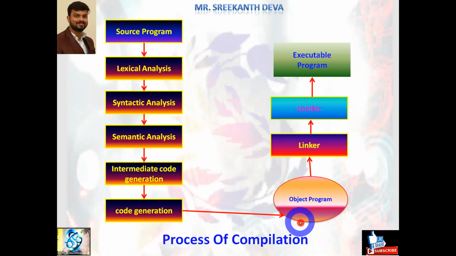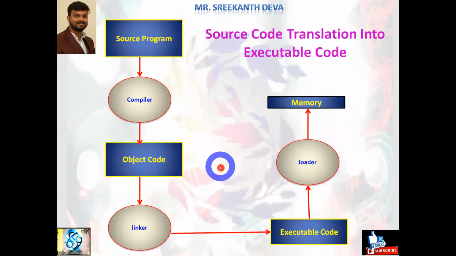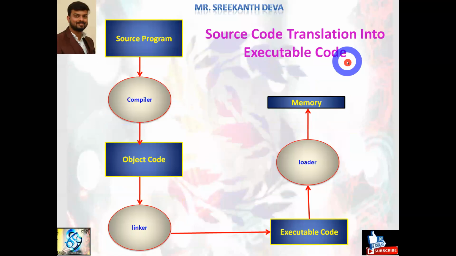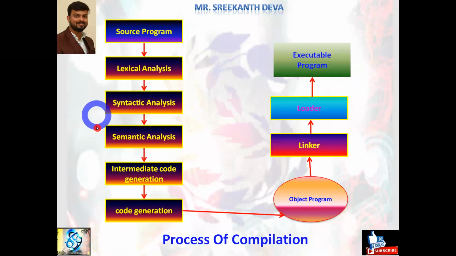After generating the object program, these steps are involved for what? Runtime environment. Remember, any high level programming language may consist of two environments. One is called the compilation environment, another called the runtime environment. The compilation process involves lexical analysis, syntactic analysis, semantic analysis, intermediate code generation and code generation. These are the steps involved. Okay, next, source code translation into what? Executable code.